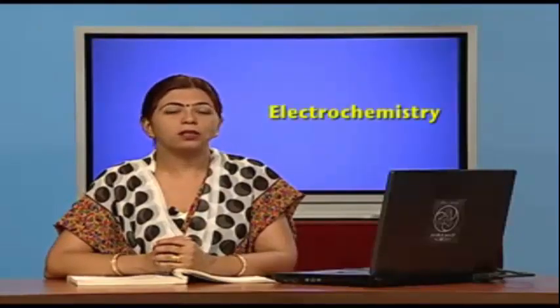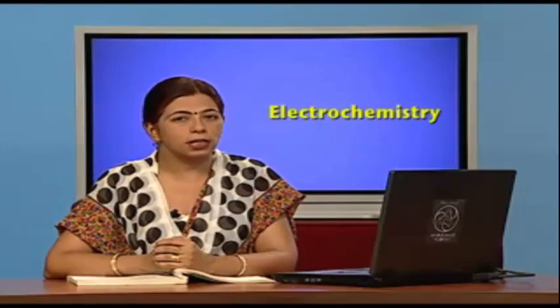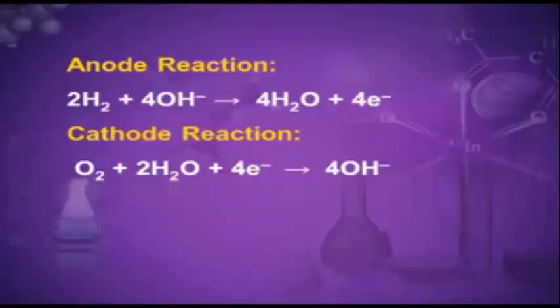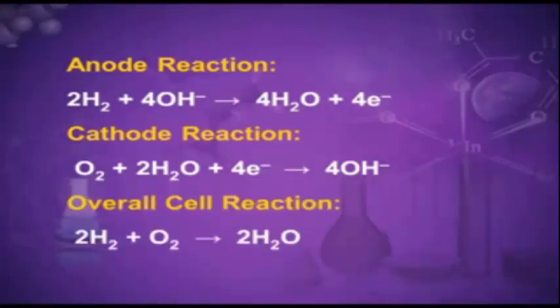Now let me explain the reactions which take place at the anode and cathode. At the anode, hydrogen gas reacts with hydroxide ions. It loses 4 electrons and water is formed. These electrons which are lost at the anode are gained at the cathode, and oxygen in the presence of water accepts these 4 electrons and hydroxide ions are formed. Overall reaction: 2H2 plus O2 gives 2H2O.